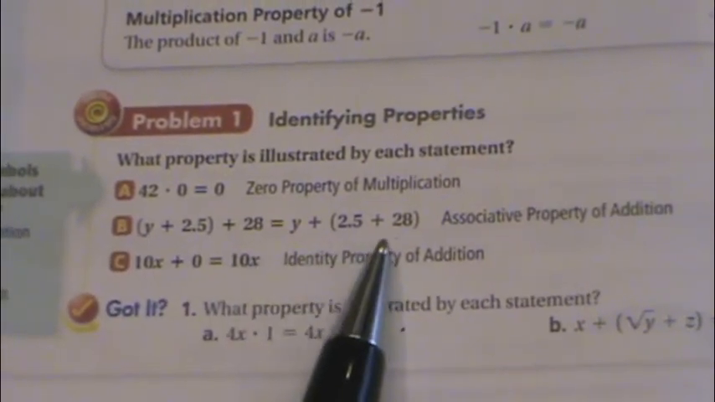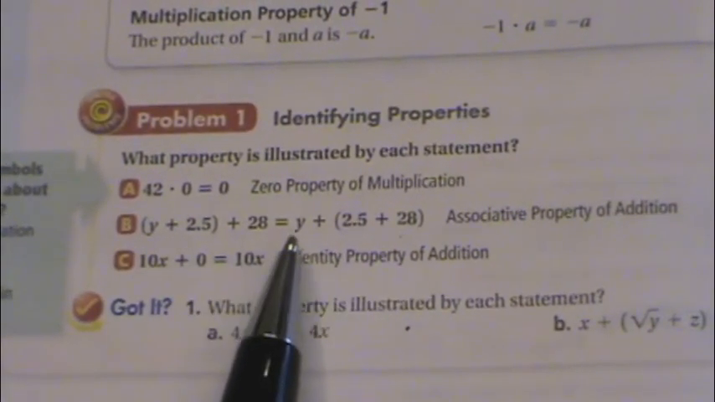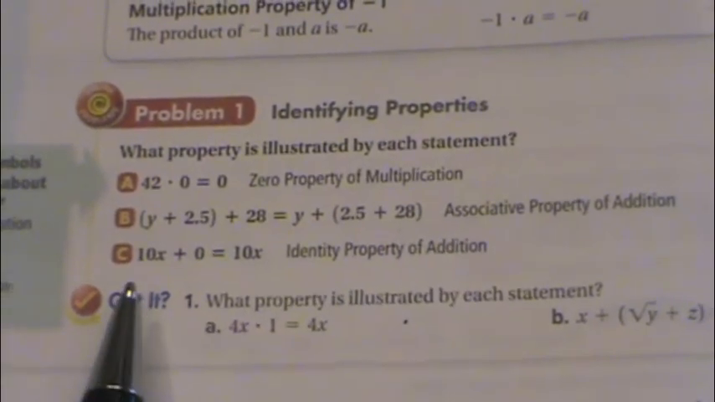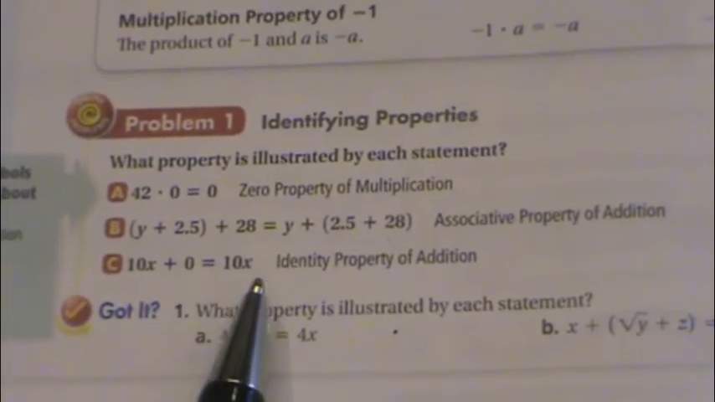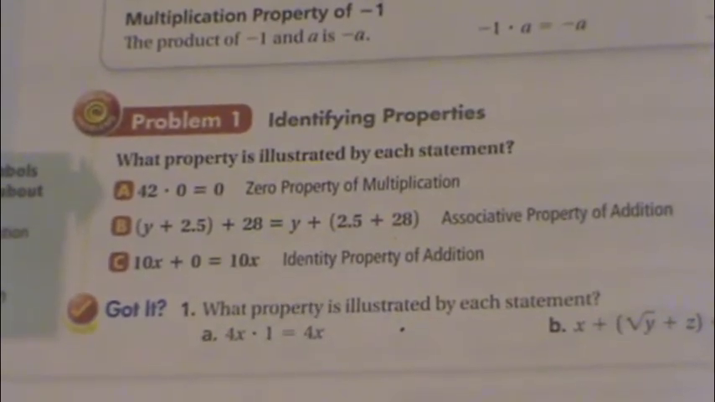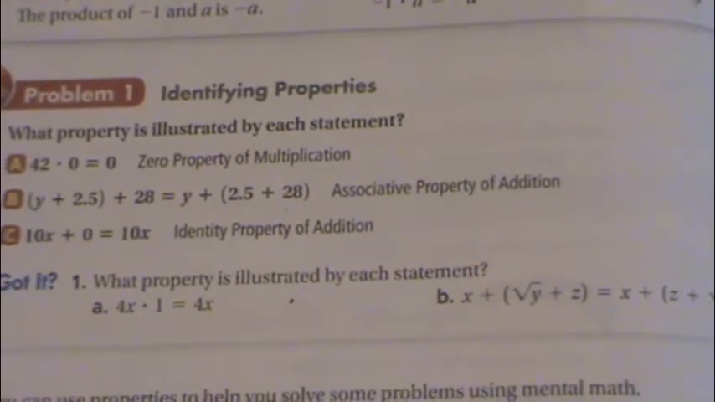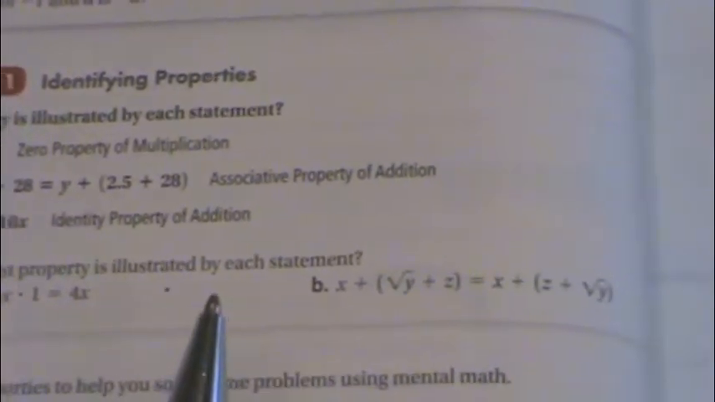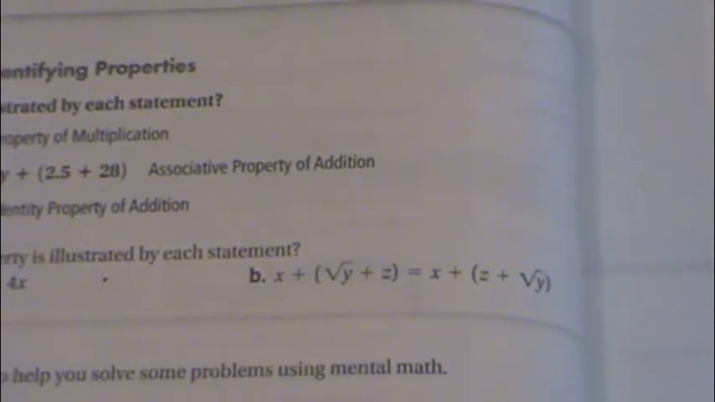This is regrouping. They've regrouped the parentheses, so that's the associative property. This one, adding 0 to it. That's the identity property. Please, right now, do Got It number 1, A and B. Just write down which property it is. Pause the movie. I'll work on my Rubik's Cube.